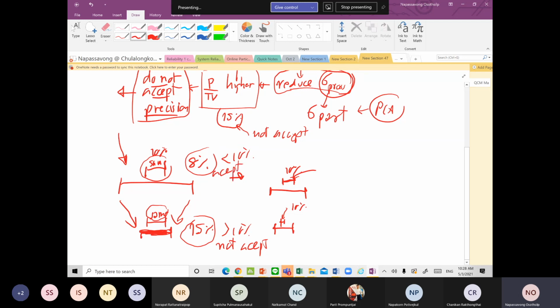Okay, so now we are up to this situation where we get this ratio higher than the acceptable criteria, right? So what do you need to do next? Given this much variation of the process, what do you need to do next?